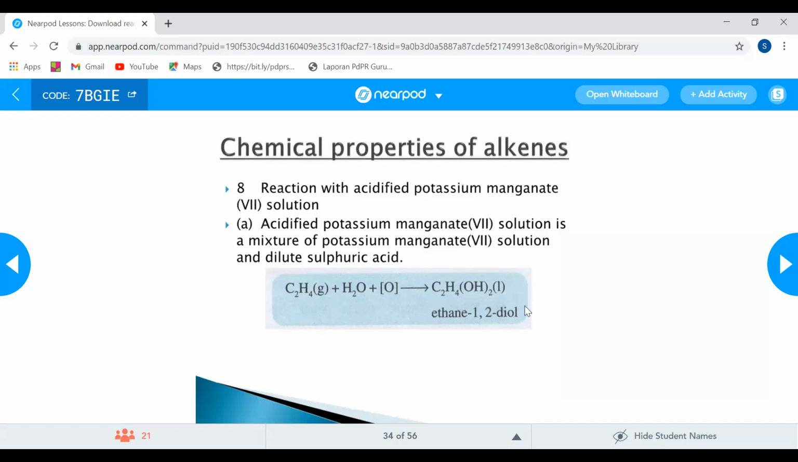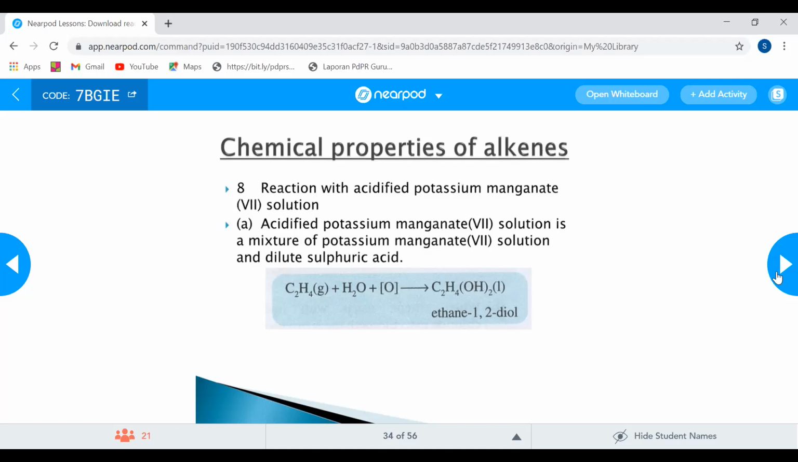So I'm going to teach you shortly, how can I get acidified potassium manganate 7 solution? Actually, I will take the potassium manganate 7 solution and react it with dilute sulfuric acid. That's how you get acidified potassium manganate 7 solution. There is no chemical called acidified potassium manganate 7 solution. No such thing. To make it an acidified solution, I take the potassium manganate and react it with acid. That's why it becomes acidified.